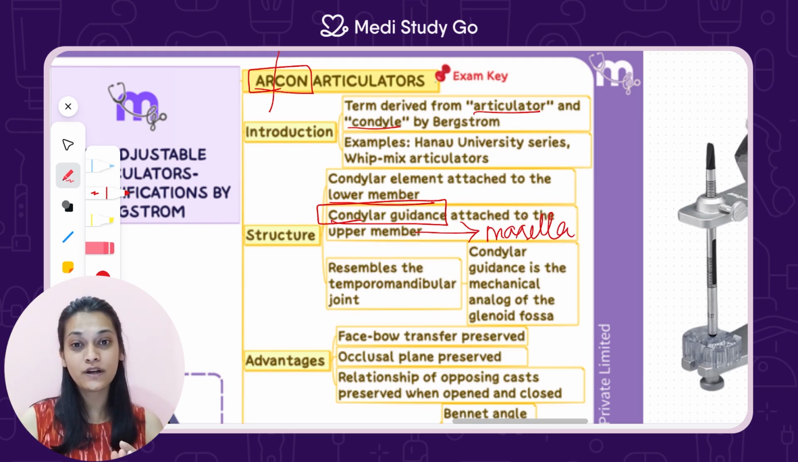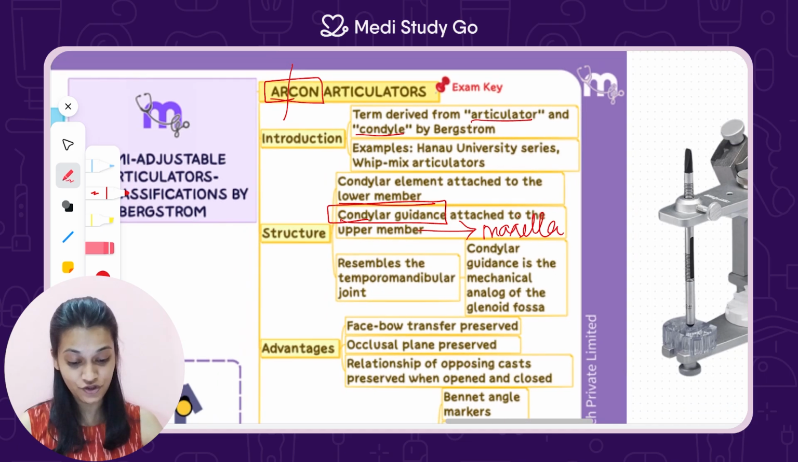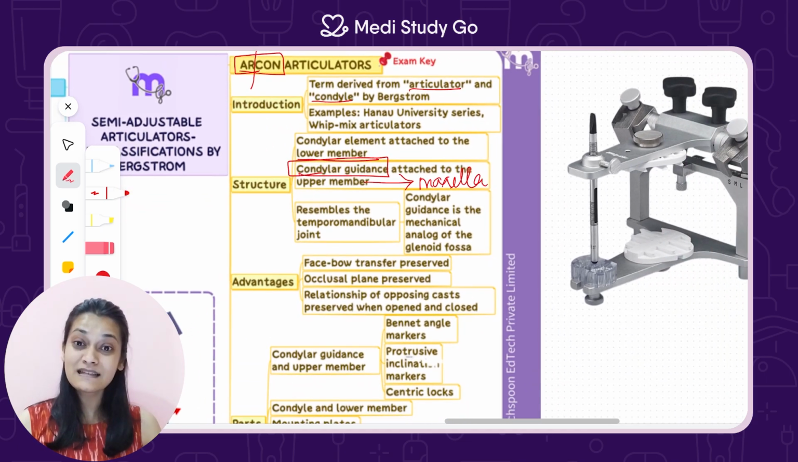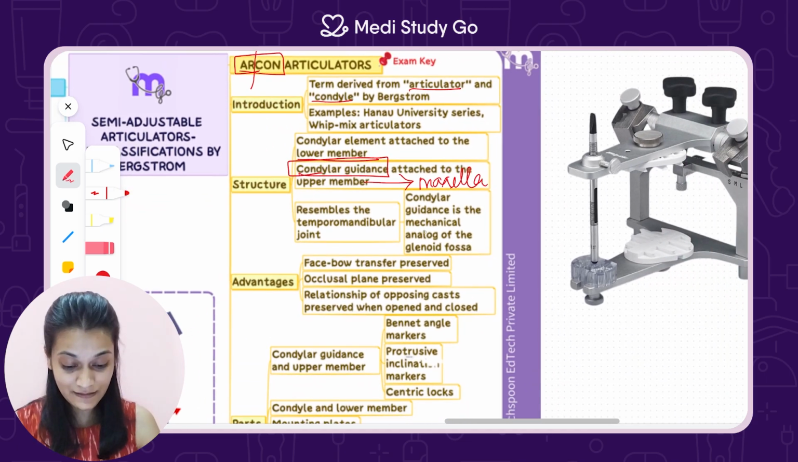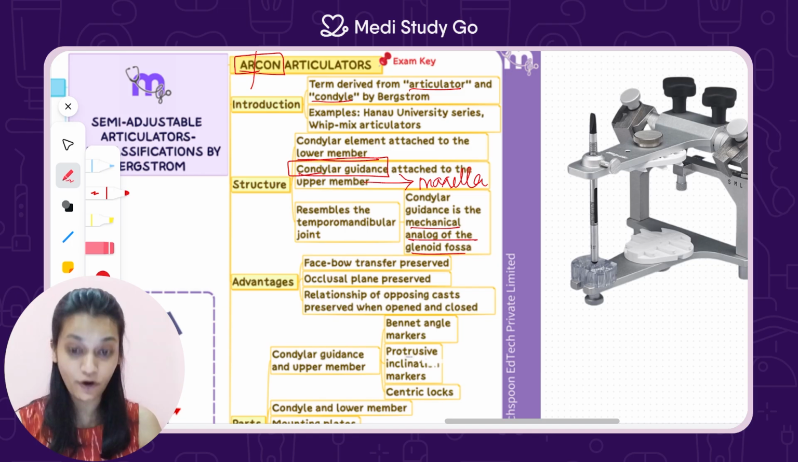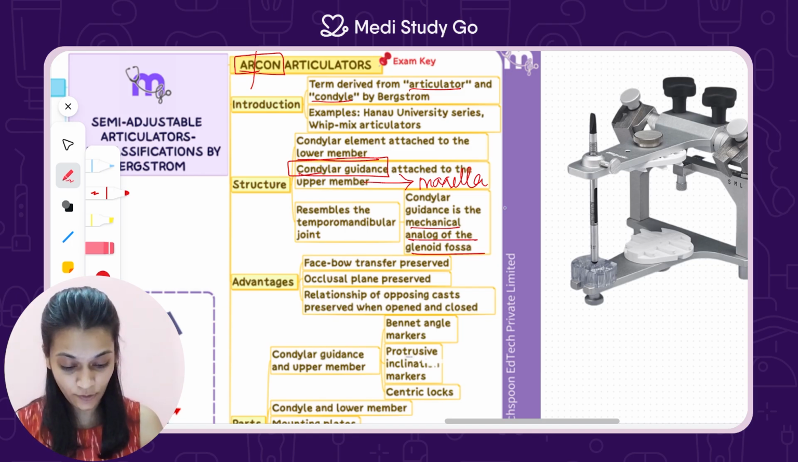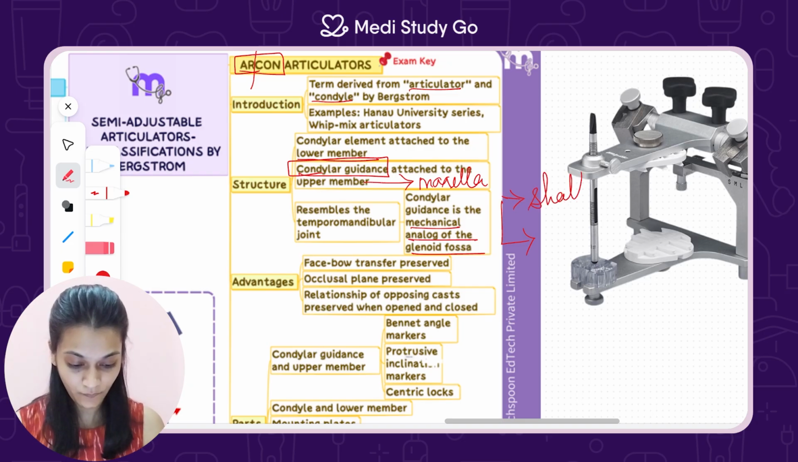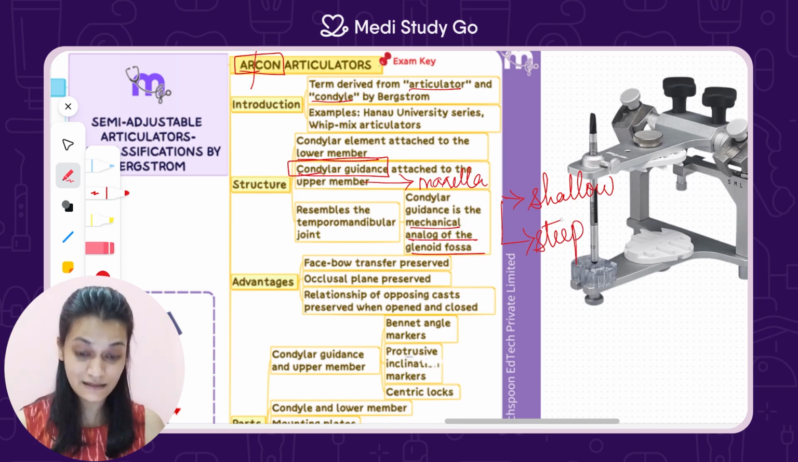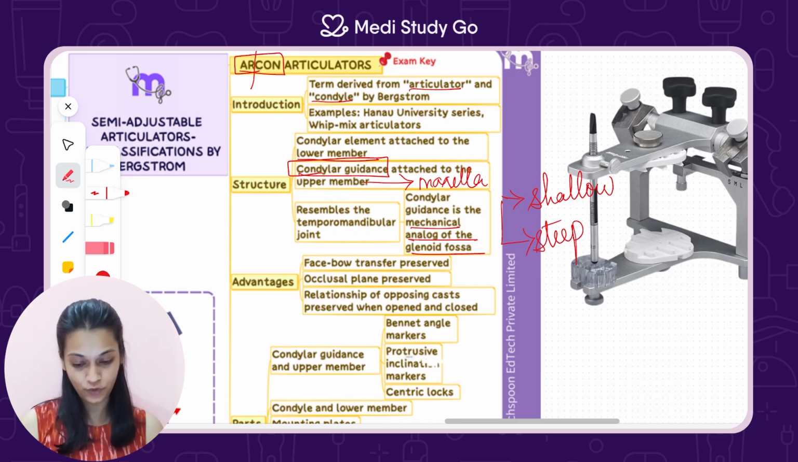This is exactly going to resemble your temporomandibular joint. So this is the condylar guidance, the mechanical analog of the glenoid fossa. So when I say condylar guidance is steep or shallow, what do I mean by it? Nothing but the steepness or the angle of the glenoid fossa here.